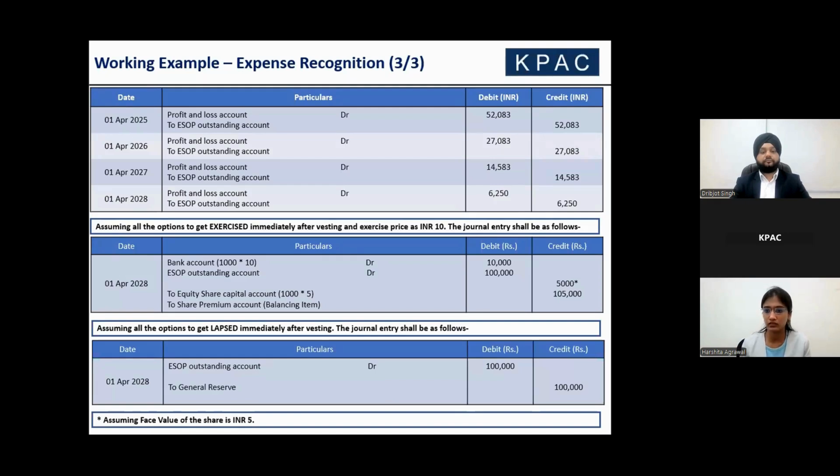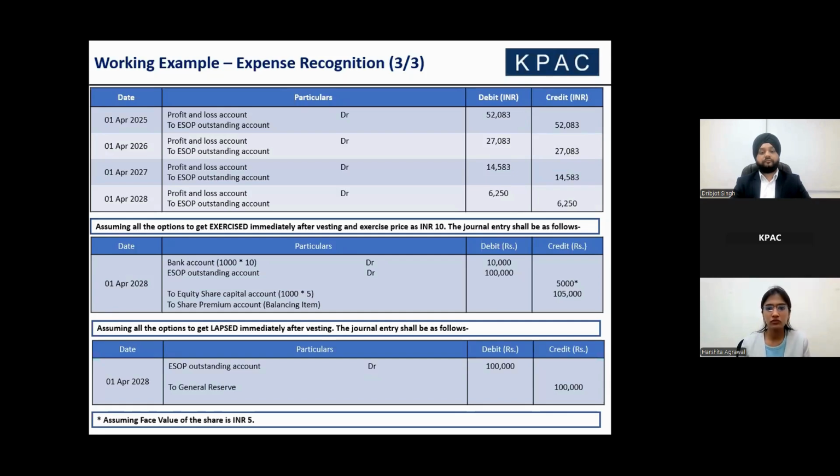the expense recognition. Every year, as we recognize the ESOP expense, we record it in the P&L account. At the same time, we create an ESOP outstanding account which sits on the liability side of the balance sheet. It is somewhere between share capital and reserves and surplus. This continues until the options are either exercised or get lapsed.